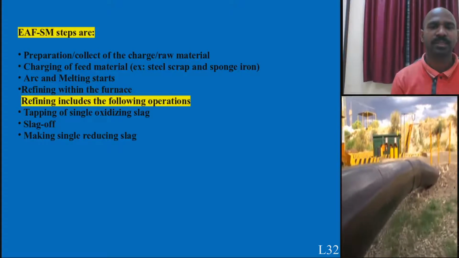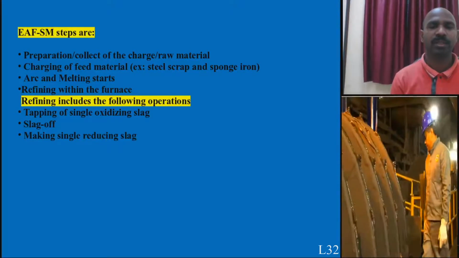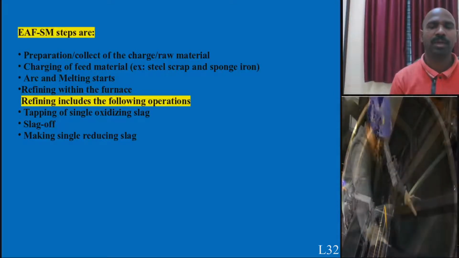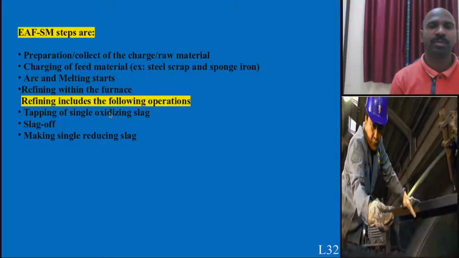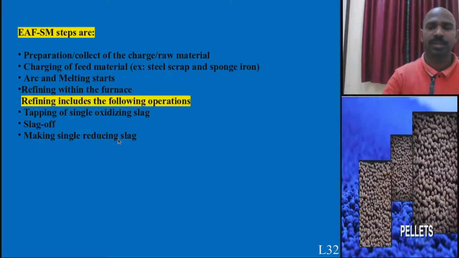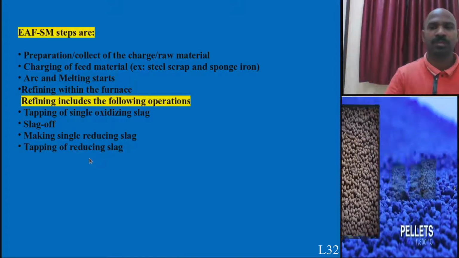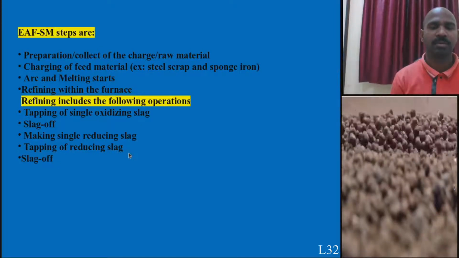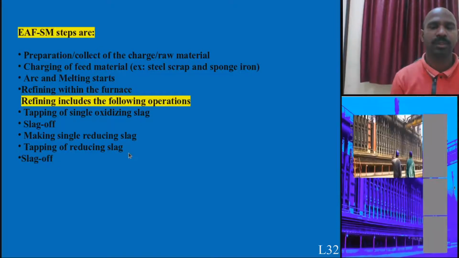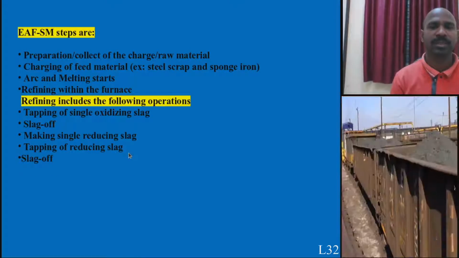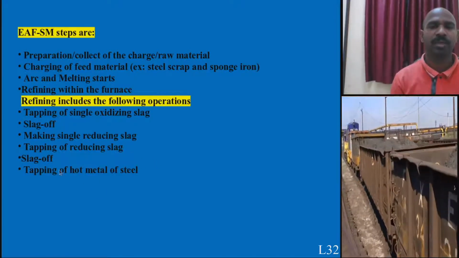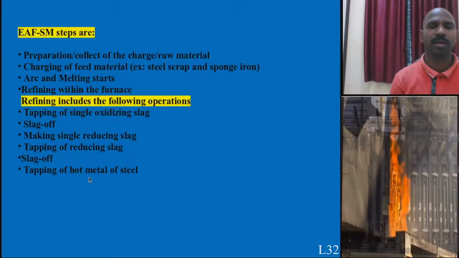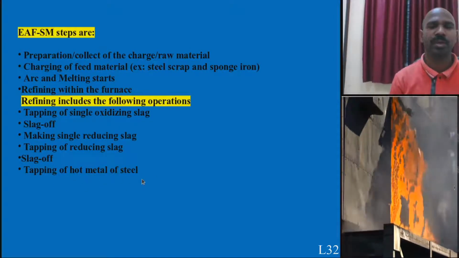Then after the slag removal, the power is switched off, and a single reducing slag is made for the removal of sulfur. The oxidizing slag is for the removal of phosphorus, and this one is for the removal of sulfur. Tap out that reducing slag and stop the slag. There will be a 1 hour difference between these two operations. Finally, this slag is removed completely. Then you go for tapping of the hot metal steel.